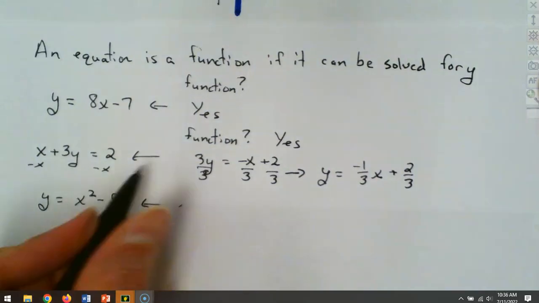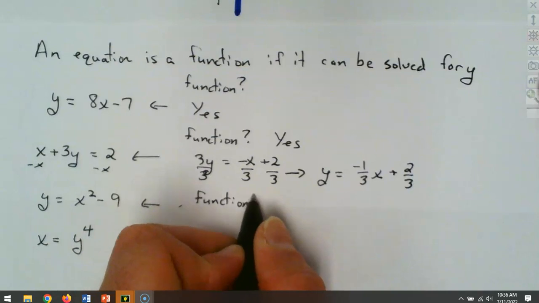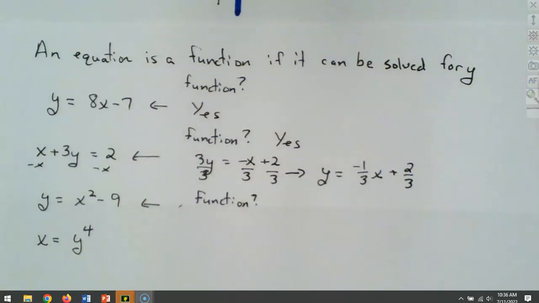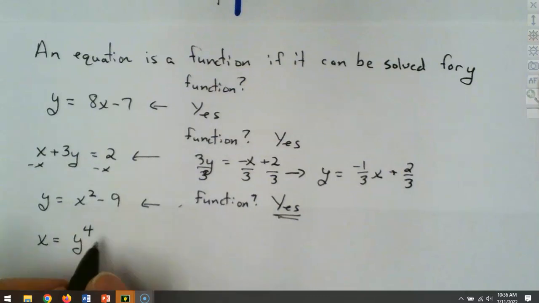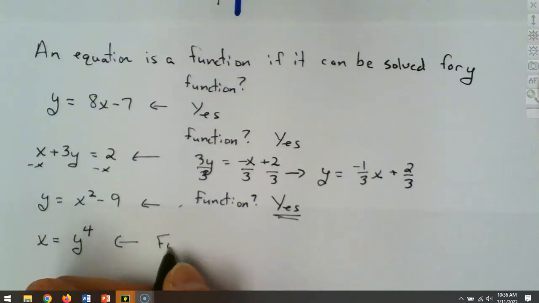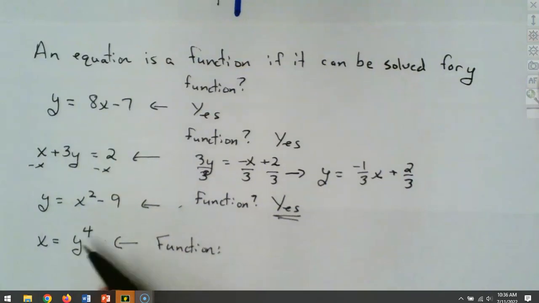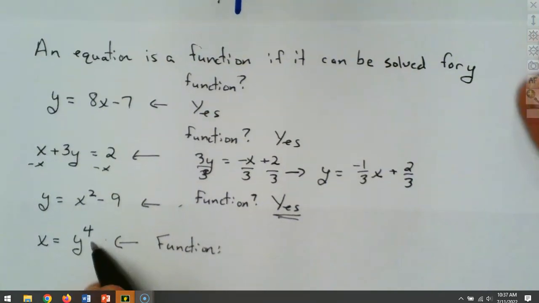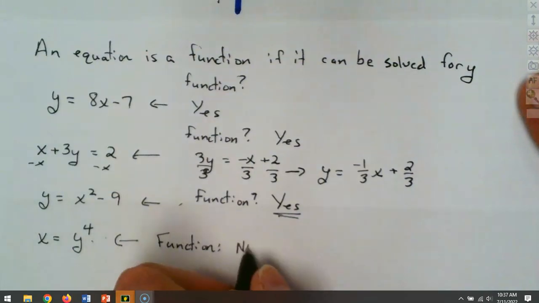What about the next one? Is it a function? Does anyone want to take a guess on this one? Is this one a function or not? Yep. Very easy on that one. It is. Now, what about the last one? Is it a function? No. Why not? Can't solve it for y because it's y to the fourth. Right? It has to be y, not y squared, not y to the fourth, not y to the sixth. So this one is not a function.